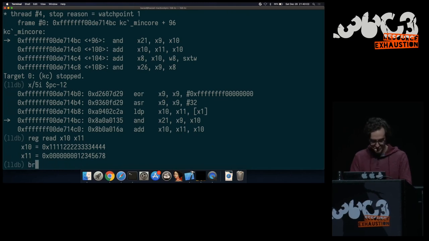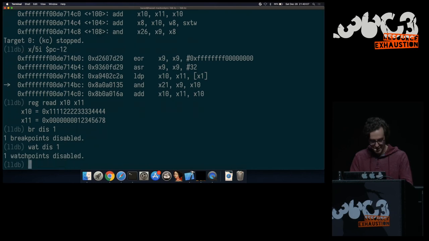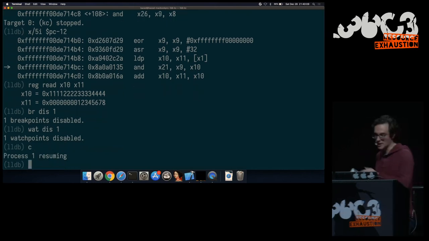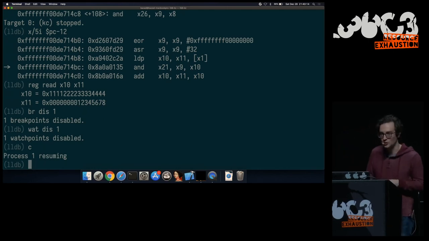We can disable the breakpoint and the watchpoint, and resume execution. The app runs again, your phone is responsive. So basically, a full-featured kernel debugger.